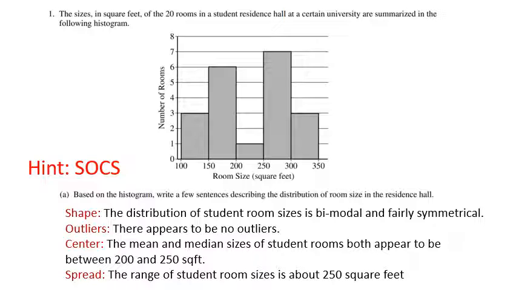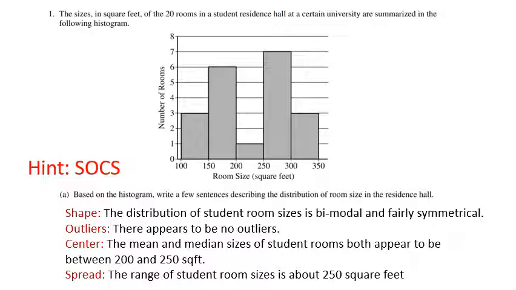And the best we can say is that the mean or median is between 200 and 250 square feet. So remember to use context, right? So the median size of the rooms appears to be between 200 and 250 square feet would be good.